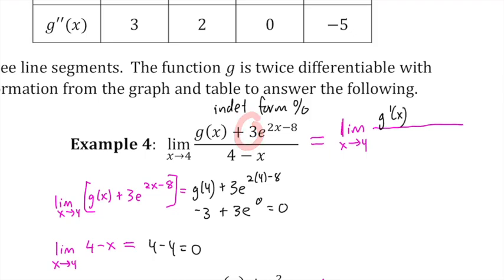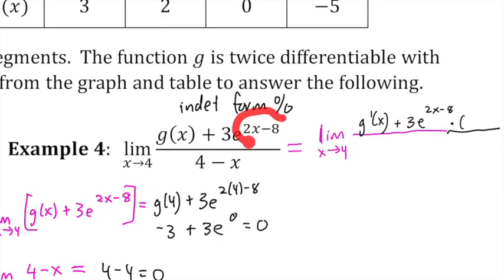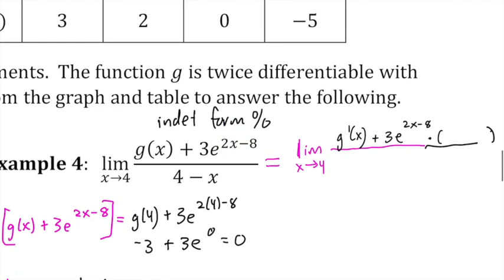The 3 is a constant, so it stays. And then we're taking the derivative of e to the power of 2x minus 8, which just stays the same, times the chain rule. And the derivative of 2x minus 8 is just going to be 2. The derivative of the bottom, the derivative of 4 is 0, and the derivative of minus x is just going to be minus 1. And so now, let's substitute 4 into our equation.